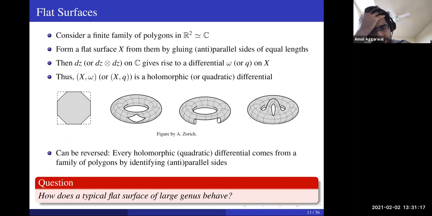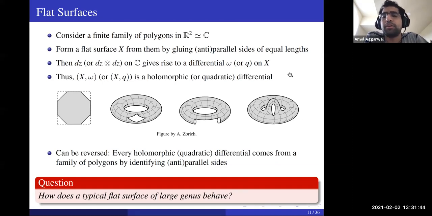As I said, these are fairly concrete objects, and I want to describe them in such a way. Another way of describing these objects is through what are known as flat surfaces. One considers a finite family of polygons in R2 or in C, and one constructs a flat surface X from these polygons by gluing sides that are parallel or anti-parallel. Anti-parallel means I can reverse orientation if I want.